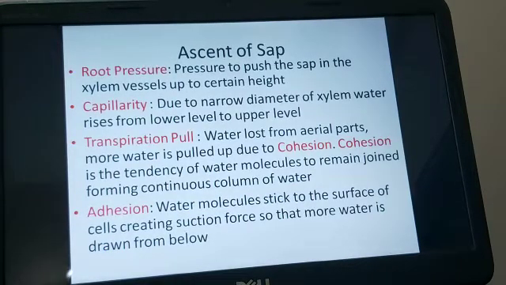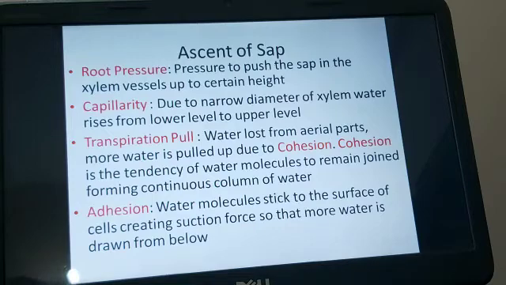Now very quickly let us see what are the various reasons for the ascent of sap. Now the first reason that you can see is the root pressure. Root pressure builds up sufficient force to push the sap into the xylem vessels up to a certain height, and may be enough for the herbaceous plant to reach the leaf also. Next is capillarity. The narrow diameter of xylem vessels causes water from the lower level to rise to fill up the vacuum created by the loss of water due to transpiration from the leaves. So the narrower the diameter of this tube, that is a xylem vessel, the greater is the capillary force.